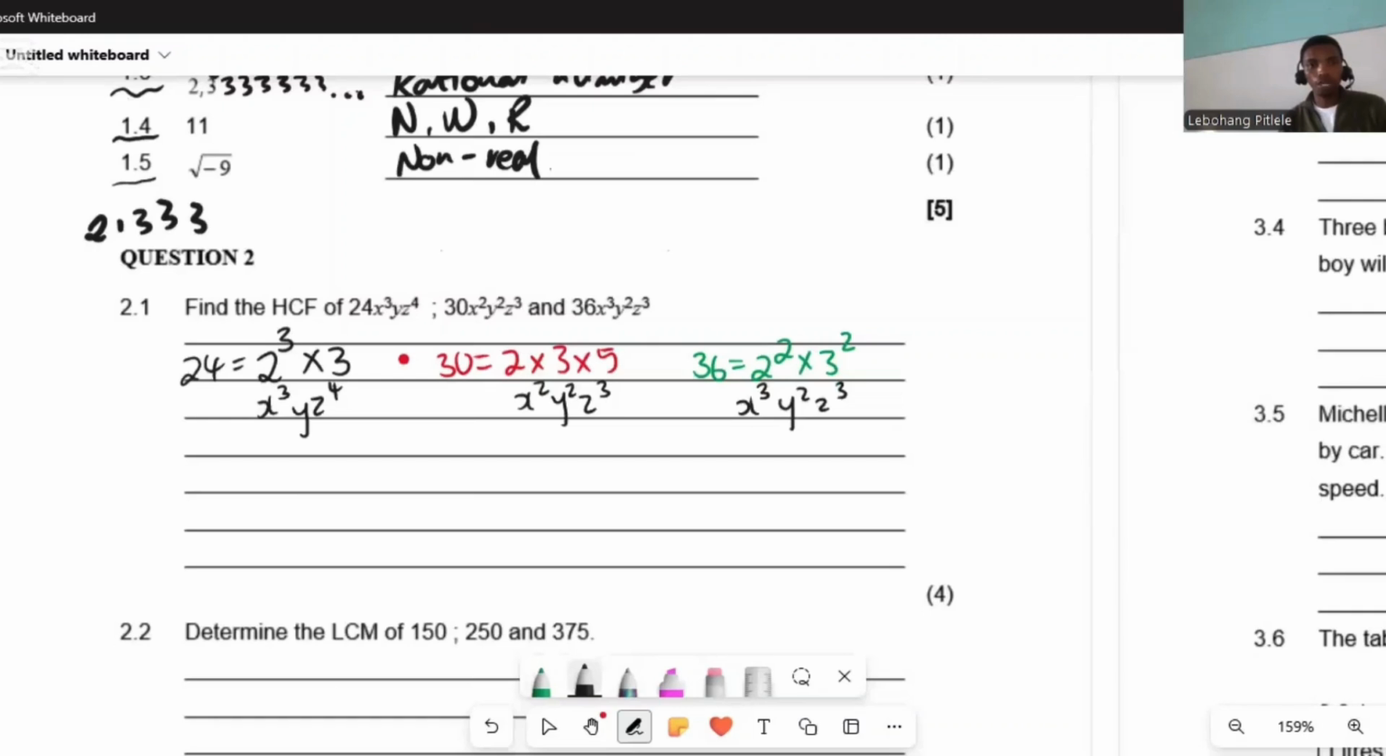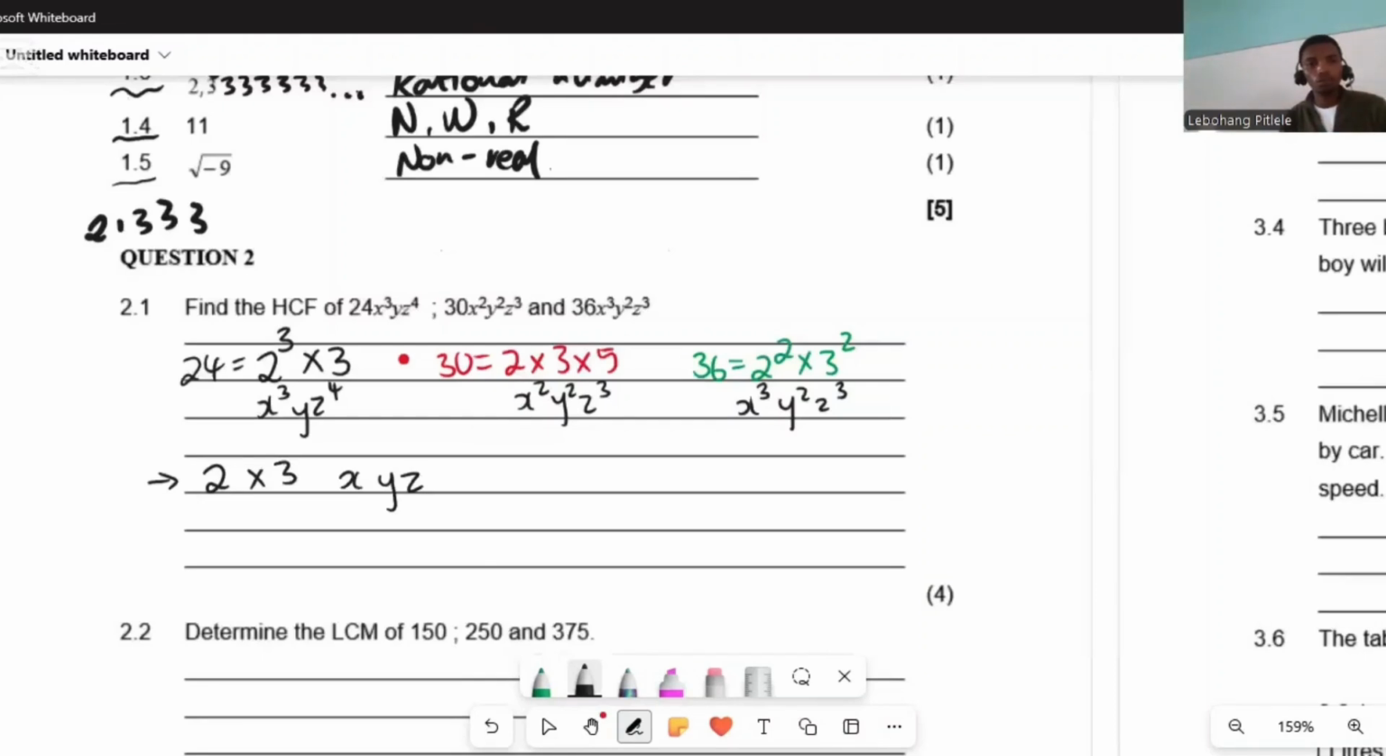So now we're looking for the highest common factor. The highest common factor is a number that appears in all 3 of them. Which numbers are those? 2 and 3. 5 is not there, right? And then on the variables, which ones appear? X, Y, and Z. They appear in all 3 of them, right? Yes, this is how we are going to do it.